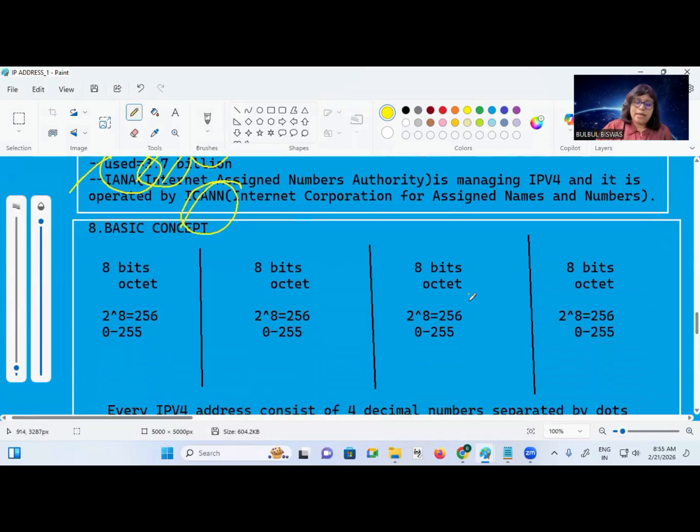Now the concept is that the IP address, we are saying 32 bits, means here are 32 combinations of zeros and ones like that. Yes or no? Fine.